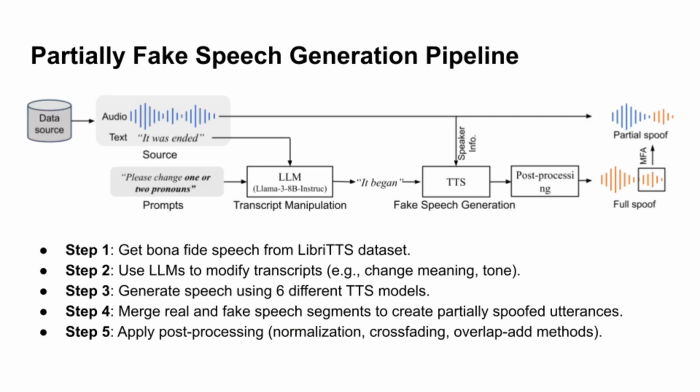To generate partially fake speech, we follow a 5-step process. 1. Start with genuine speech from the LibriTTS dataset. 2. Use a large language model, Llama 3 8B Instruct, to modify transcripts. 3. Generate speech using 6 different TTS models. 4. Merge real and fake speech segments to create partially spoofed utterances. 5. Apply post-processing techniques like normalization, crossfading, and overlap-add methods to make the transition smooth and realistic.